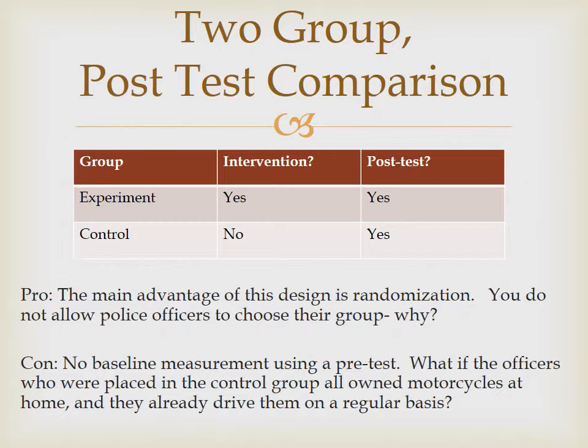One of the major disadvantages of this type of research design is that there is no pretest. So we don't know if, maybe, all of the officers who were placed in the control group owned motorcycles at home and they already drive them on a regular basis. Yes, we eliminated some of the possibility for that by doing some random assignment, but it would have been nice to also have the pretest so that we can not just measure differences at the end, but differences in how much each group changed.